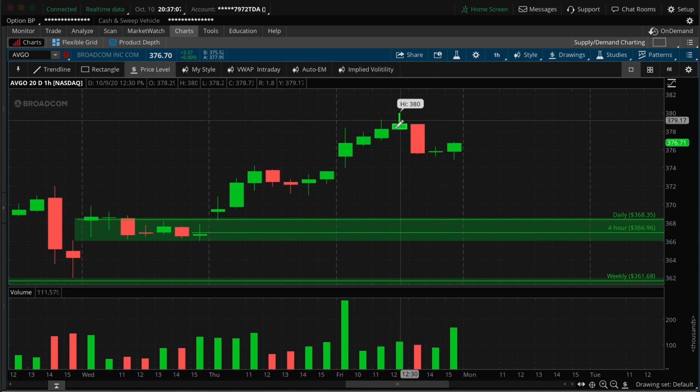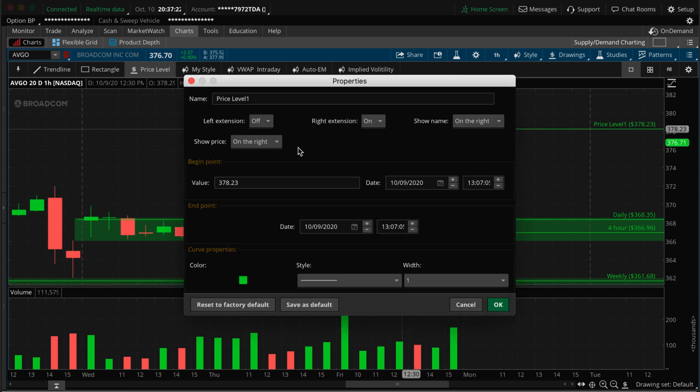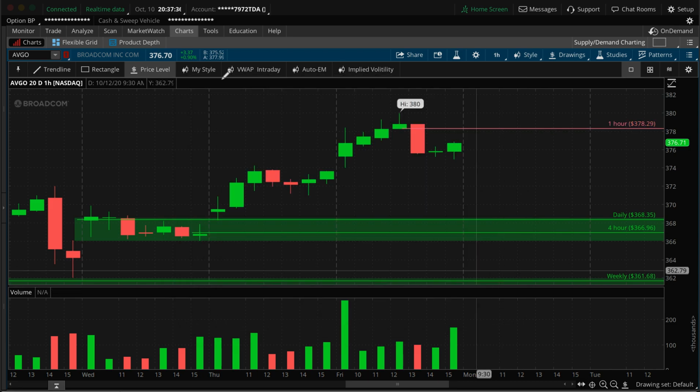So now if we go to the 1 hour, so now here on the 1 hour, you can see here, so we have this small basing candle followed by a big drop. So we can calculate this as a supply zone. So we want our open at 378.29. So then this is 1 hour, and we want this to be red, or this pinkish color. So now we have that 1 hour zone.